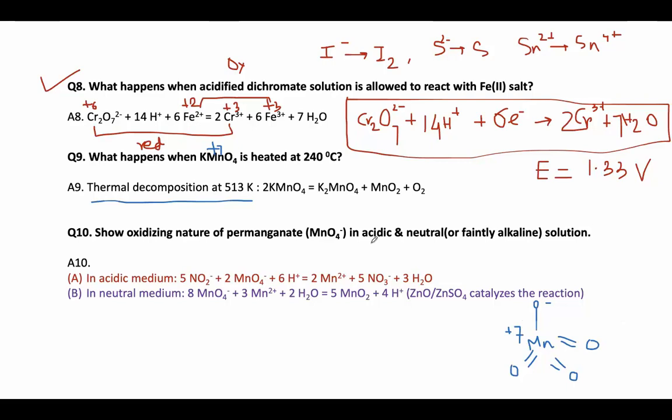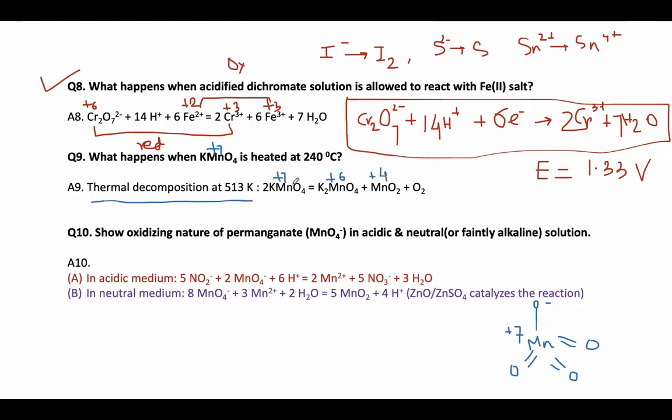Now, when KMnO4 is heated, thermal decomposition takes place and the products formed are K2MnO4, that is potassium manganate, MnO2, that is manganese dioxide, and oxygen. Here the oxidation state of manganese in KMnO4 is +7. In K2MnO4 it is +6. And in MnO2 it is +4.